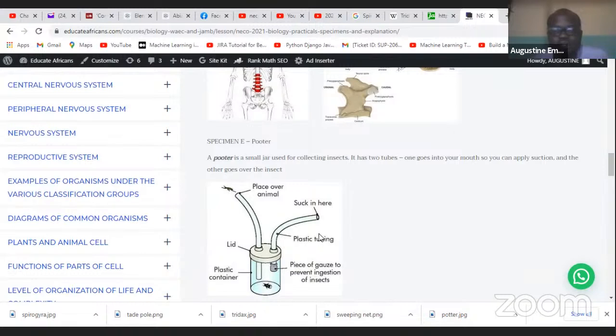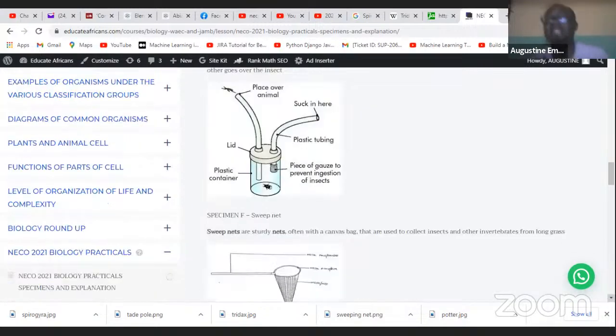So this one goes over the insect, this one to your mouth. You have the lid, you have the plastic container. So this you can use in collecting insects. So you're going to be asked something like this. Specimen E is used for what? So you should know what specimen E is in the first place before you can know what it can be used for. So very important.